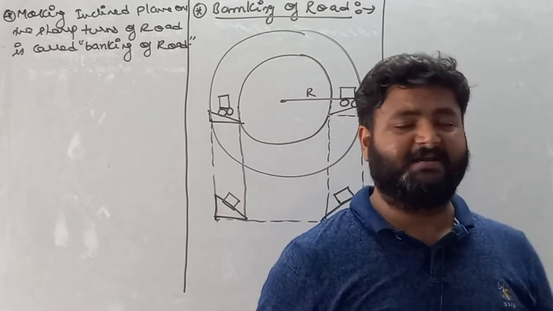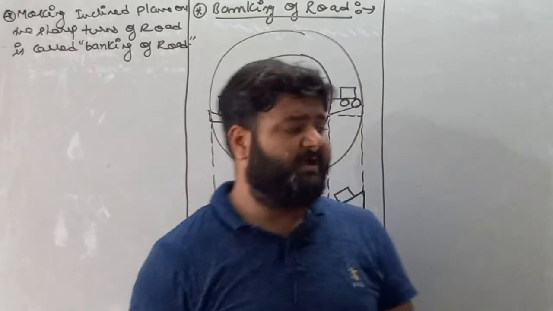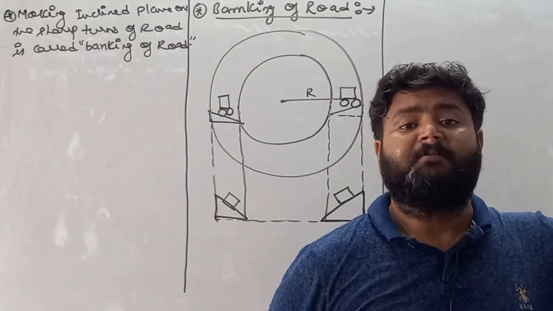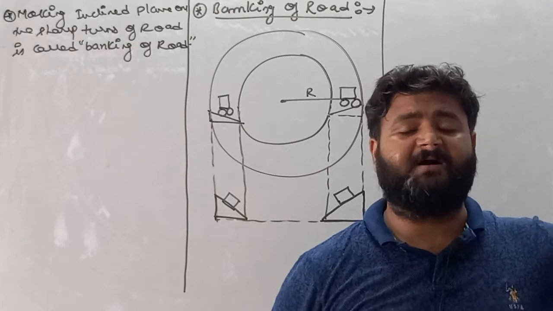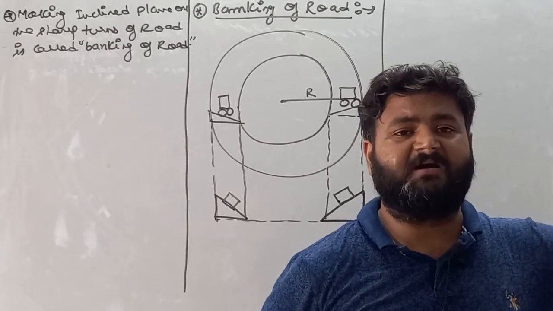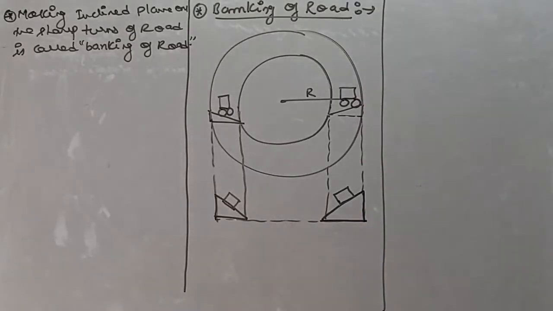So write down another definition of banking of road. It is making a lift from one end of the road, lifting from one end of the road on the sharp turn.